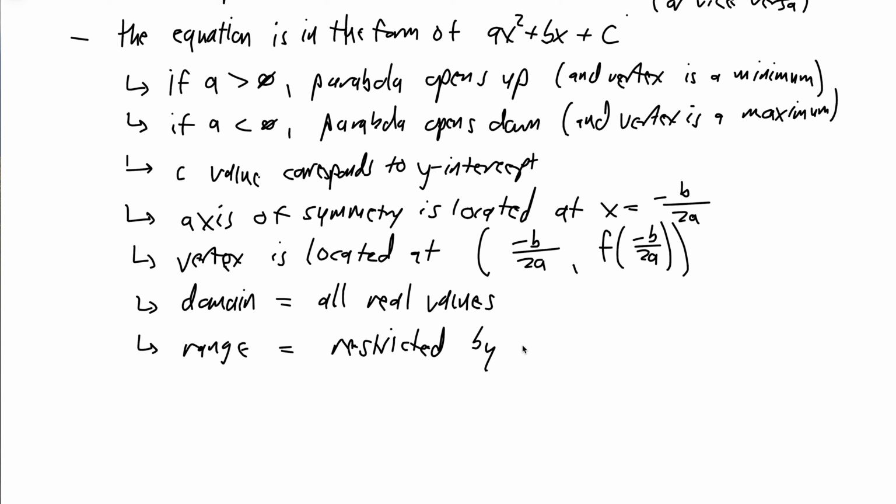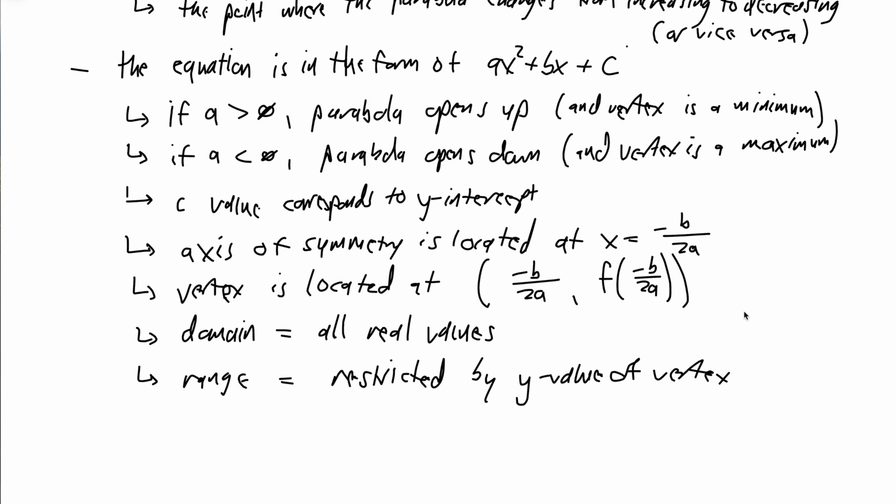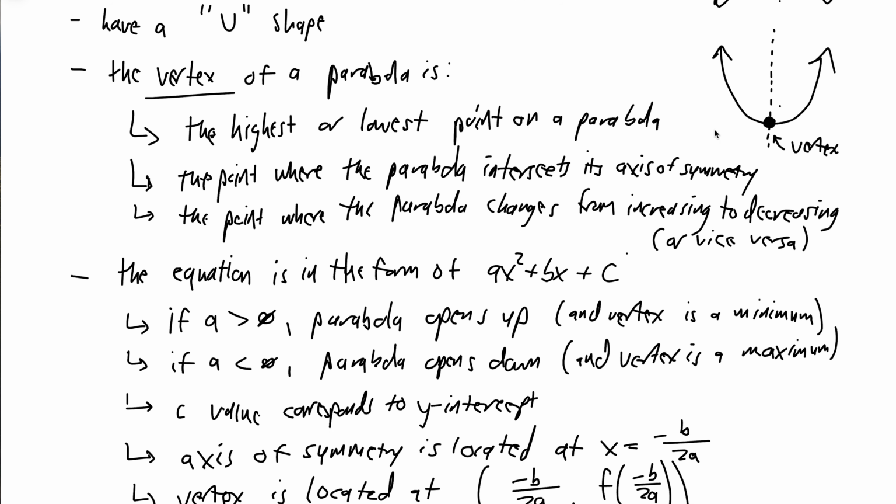So this is going to be restricted by the y value of your vertex. And this makes perfect sense as well, right? Again, I'm going to scroll back up to our picture. We cannot go below the vertex, right? There's no y values below this vertex right here. So we know that the range is going to be restricted, right? The y values are going to be restricted by whatever the vertex is.